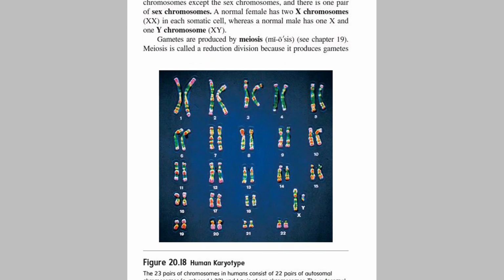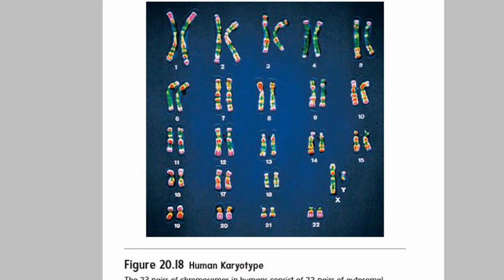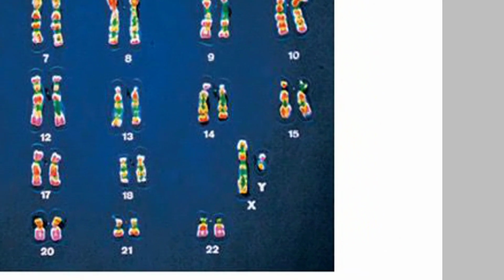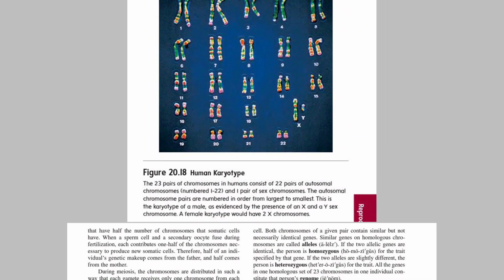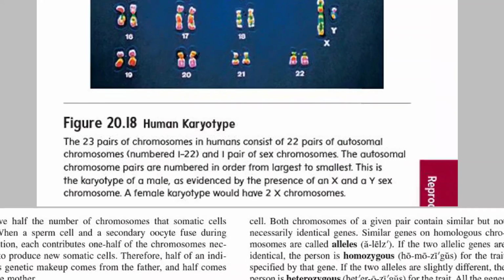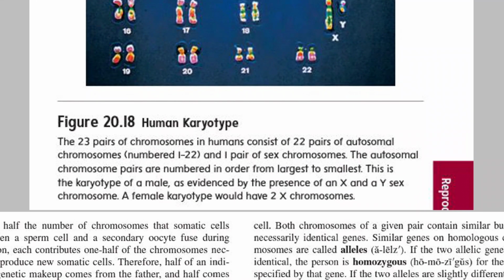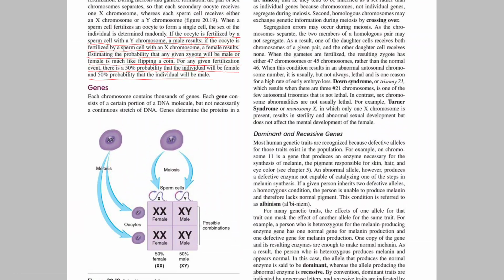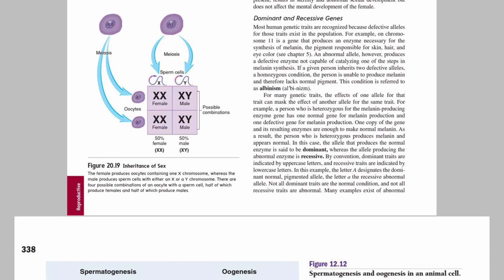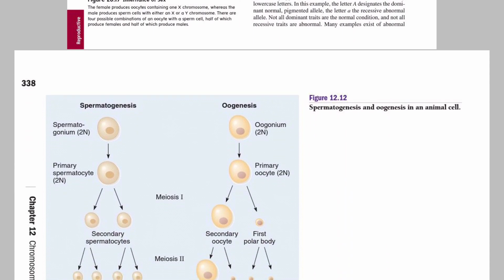Now this one is also a karyotype, 22 pair, and then this one is the last XY. So this is the male karyotype. Here it is written human karyotype. Now coming on the main discussion of our today's lecture.